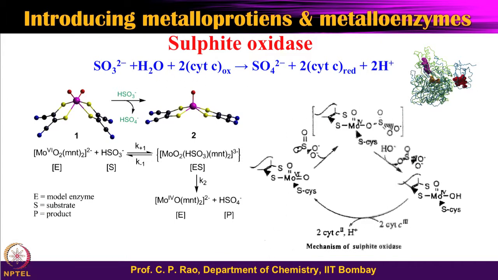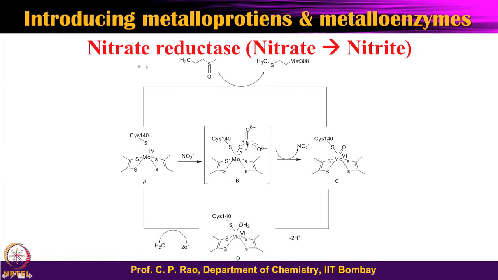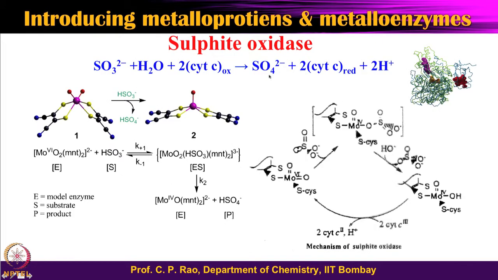Okay, so in the previous case, what we have looked at, nitrate becoming nitrite. In this case, sulfite becoming sulfate. So, it is an oxidase, that was a reductase. This is from a model complex. Okay, so, this ligand is referred to as MNT, a dithiolate complex. This is a perfect model for the enzyme, and the HSO3 minus will give HSO4 minus and goes back. So, the molybdenum undergoes the redox process, the 6 to the 4. So, this is the model molecule. Of course, you have to regenerate this back. In the enzyme, it happens.